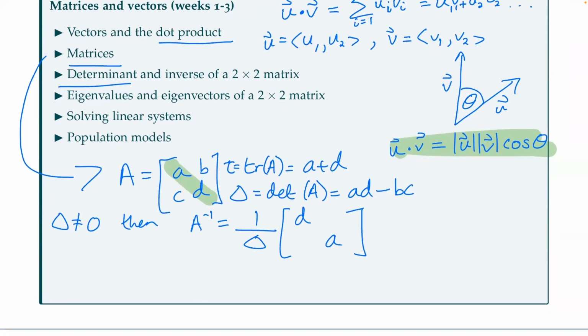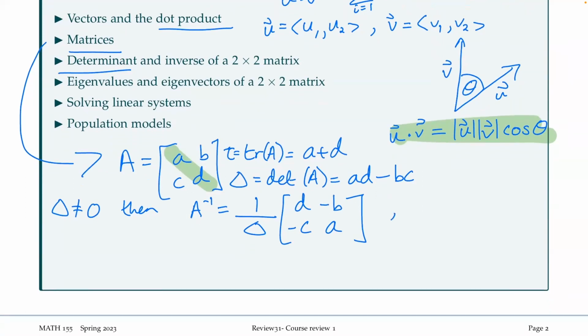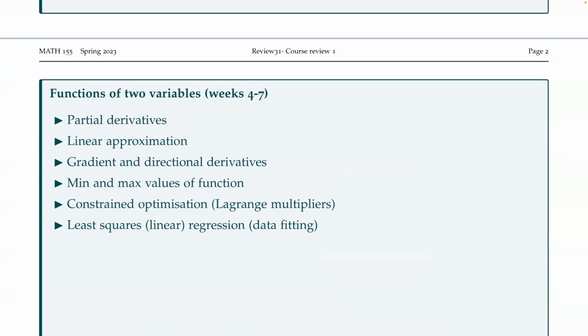And then we take minus the elements of the off diagonal. We don't change the order of the elements of the off diagonal, okay? So this is the inverse of A, and we have the property that if we take a matrix A, multiply it by its inverse, we get the identity matrix. The identity matrix is just ones on the main diagonal and zeros on the off diagonal.